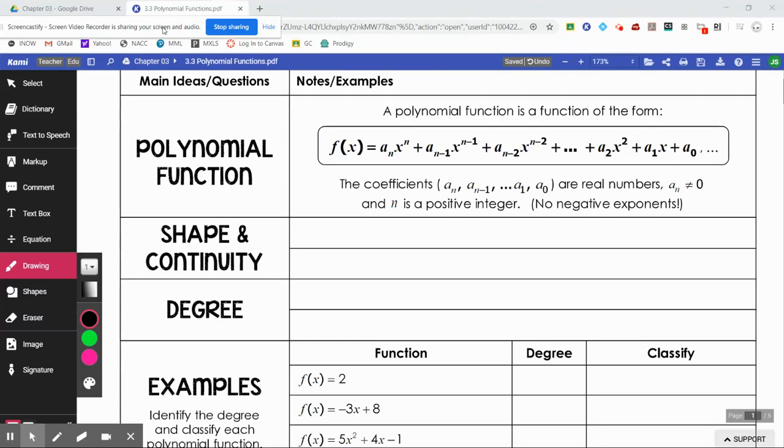In this video, we're going to be talking about polynomial functions. And by definition, a polynomial function is a function of this form, which looks really confusing. It is easier than what it looks like there. What does all this mean?